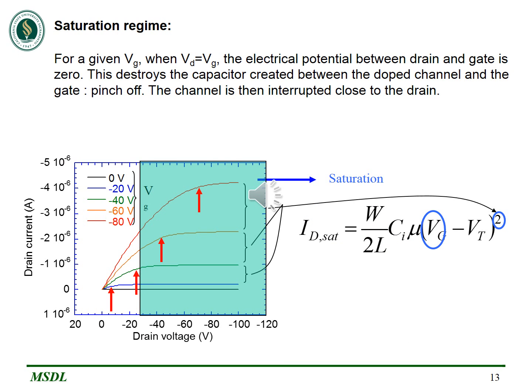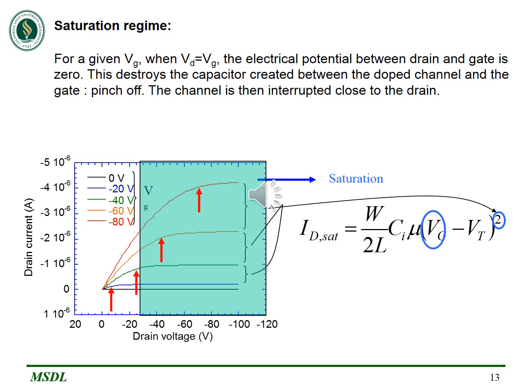In this slide, the saturation region of the OFET is discussed. The saturation region is shown in the blue shaded region. For a given Vg, when Vg is equal to the drain voltage, the electrical potential between the drain and gate is 0. So this destroys the capacitor created between the doped channel and the gate, and it creates a pinch-off near the drain. So the channel is interrupted close to the drain, and we will have a constant current near the drain. It is shown by the blue shaded region in this figure, and after the saturation region, we will almost have a constant current.